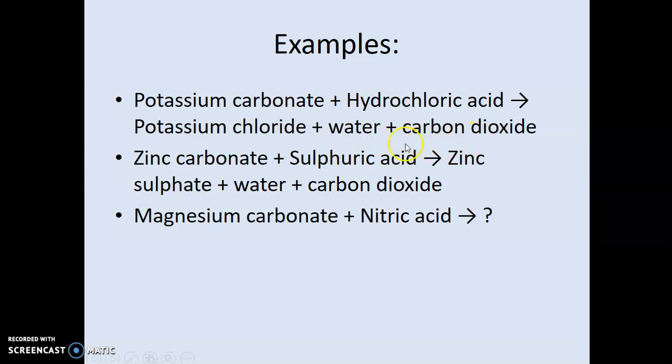The only bit that's even remotely tricky is figuring out the name of the salt, and you've already found that easy anyway. Zinc carbonate plus sulfuric acid is going to give you zinc sulfate plus water plus carbon dioxide, and magnesium carbonate plus nitric acid, well, you've probably all figured that out already while I've been droning on about the first two, is going to give you magnesium nitrate plus water plus carbon dioxide.